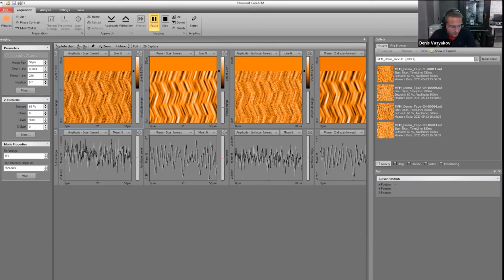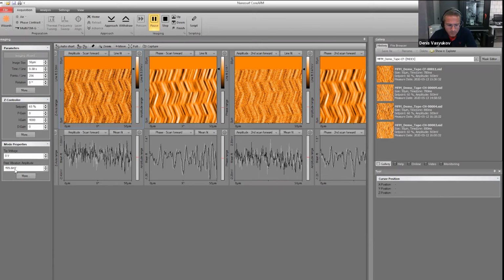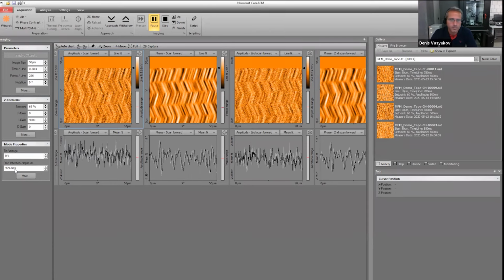Well, yeah, it's a good question. Here you can see I'm doing it with 500 millivolts. In principle, this free vibrational amplitude defines the amplitude of the movement of your cantilever. So the bigger the amplitude of your movement, the further you are on average from the surface. But also your signal to noise will increase, because you go from a very strong field to a very weak field at the different points of this amplitude.